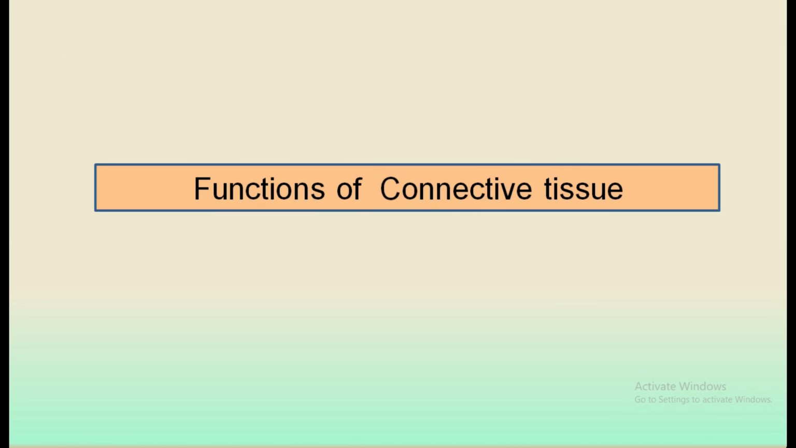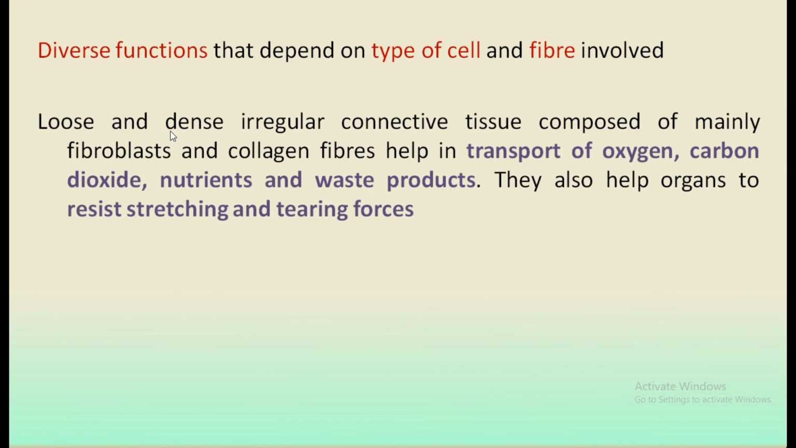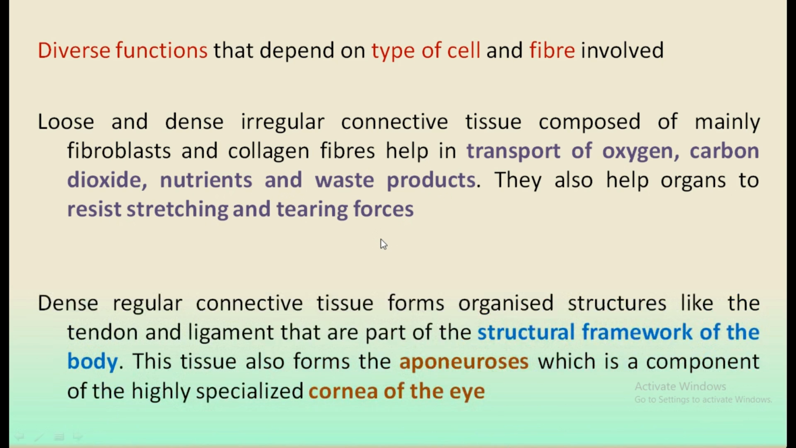presentation. Let us now wind up our discussion with functions of connective tissues. So functions of connective tissues are quite diverse and depend on the type of cell and fiber. The loose and dense irregular connective tissue, composed of mainly fibroblasts and collagen fibers, help in the transport of oxygen, carbon dioxide, nutrients and waste products, and also help the organs to resist the stretching and tearing forces.